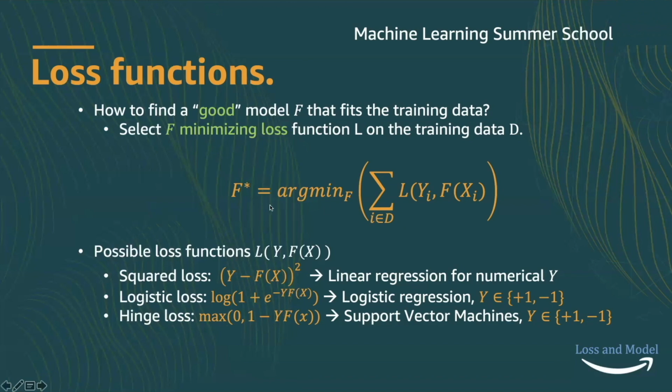And then we want that function f which minimizes this objective function. We can call it the f star, and this is what we would use in prediction at inference time.